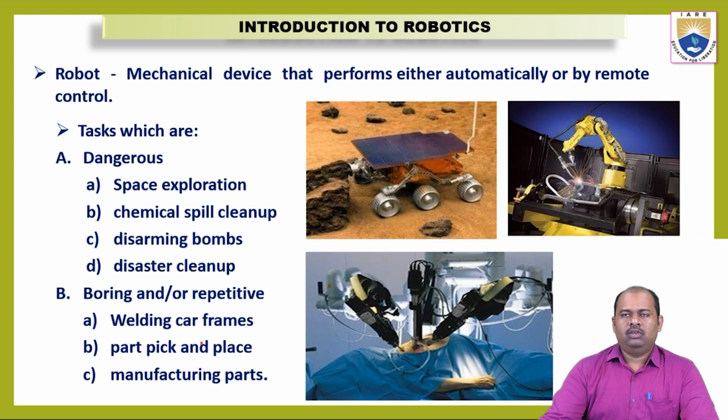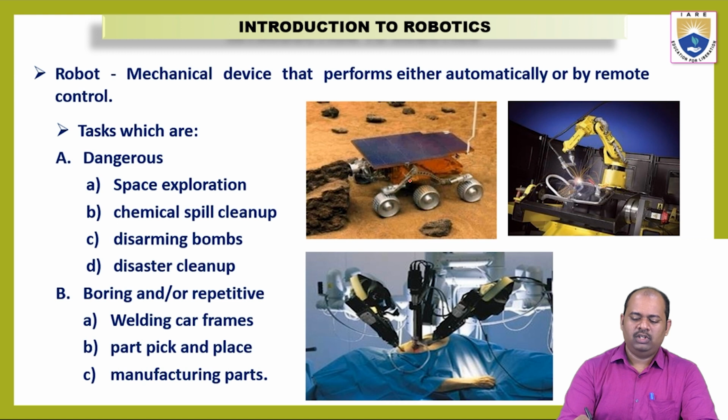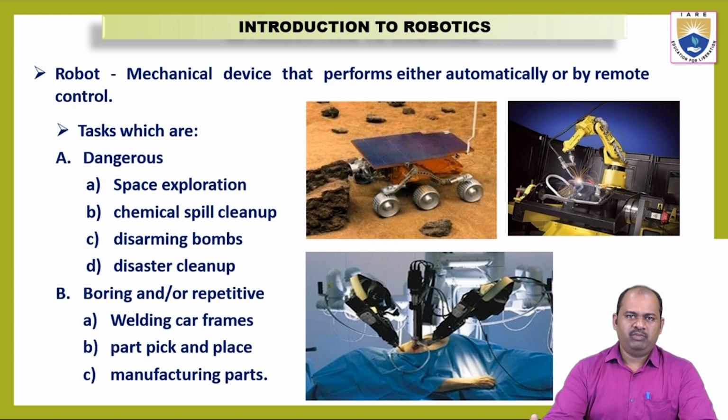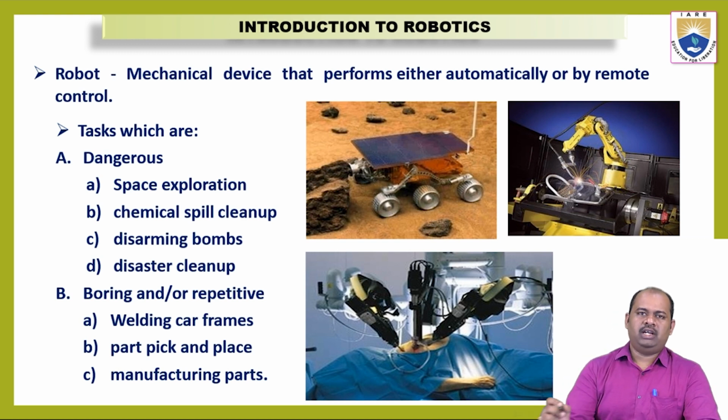Robots are mechanical devices that perform either automatically or by remote control. So robots can perform different operations. They can replace human beings in any kind of task, starting from singing, dancing, writing, doing machining operations, and doing medical operations like surgeries, and they can do space exploration. All these things are possible by robots. Human beings can be replaced by robots for doing any kind of task.